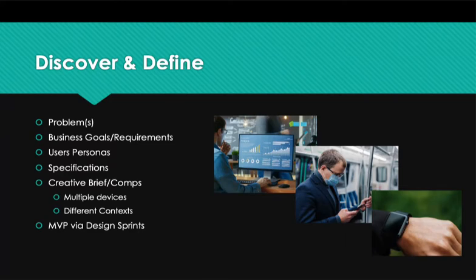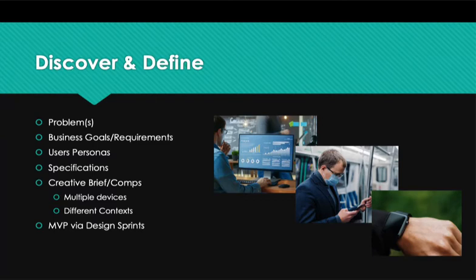And they might even further change their context by accessing data and information on smartwatches or other wearables. So think about your original specifications. How does that change across multiple contexts? And what changes would you make in the creative brief and in your comps?